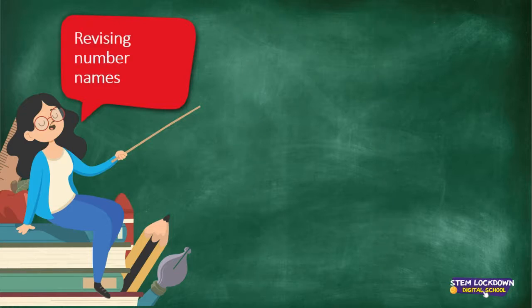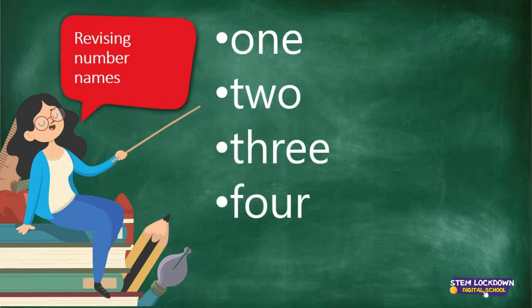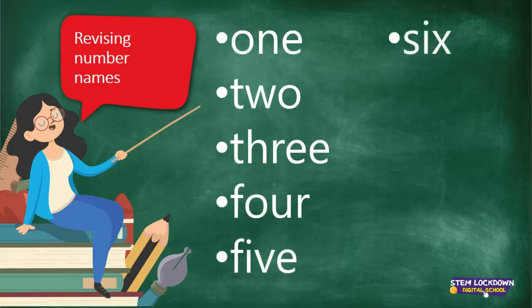All right, let's read our number names. What number name is first? The number name 1. Good. 2, 3, good. 4, 5, 6, 7, and what number did we learn about yesterday?